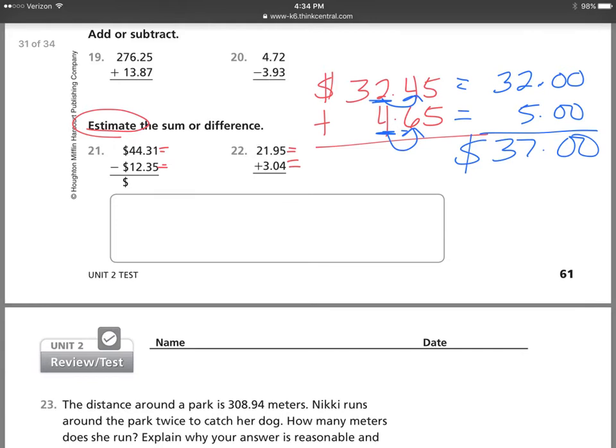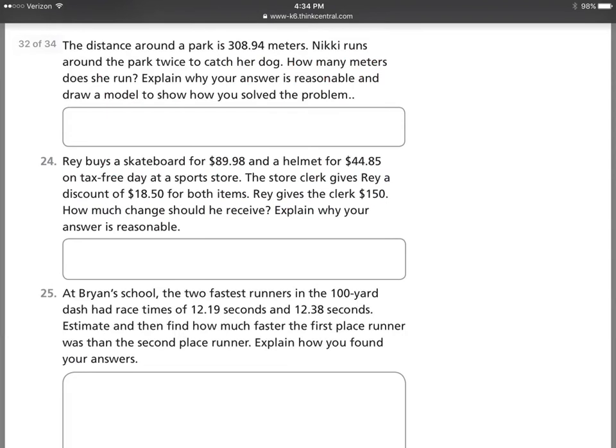You'll do the same thing for 21 and 22. Make sure you pay attention to the sign. Number 21 is a subtraction problem. You don't have to put your answers in the box here. If you do, though, make sure that you number them 21 and 22. That way we can spot your answers easily. Numbers 23, 24, and 25 are all word problems.